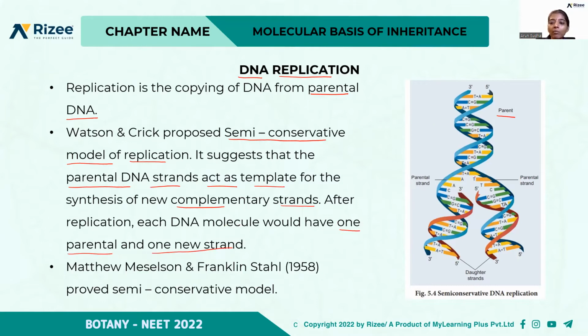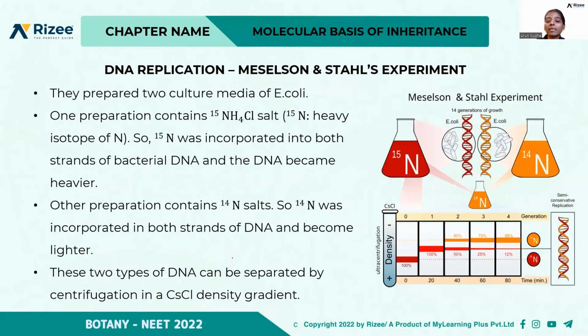So this is the parental strand, and this is the new strand that is formed. After the replication is completed, each DNA will have one parental strand, and the other one will be the new strand. Matthew Meselson and Franklin Stahl proved the semi-conservative model. We'll see in detail the experiment done by Meselson and Stahl and how they proved that DNA replication occurs by the semi-conservative mode.